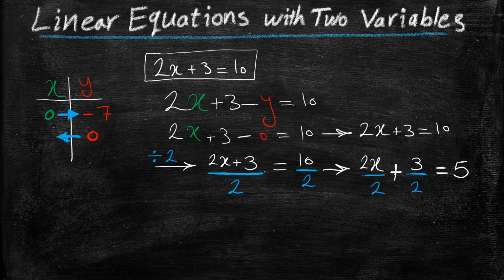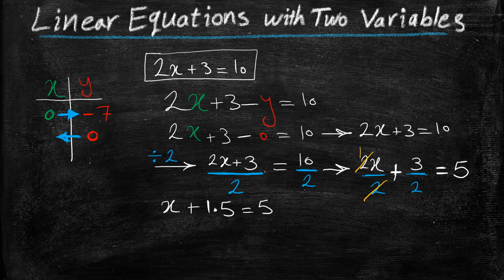Nice. Now this 2 cancels with these 2. 2x divided by 2, that's just 1. So we write x plus 3 divided by 2. What is that? That is 1.5. And then equals 5. Excellent.